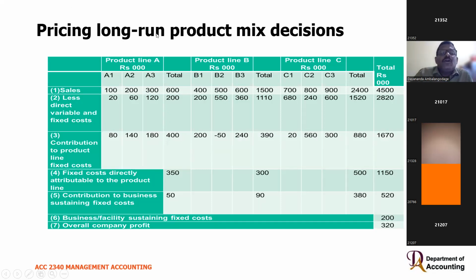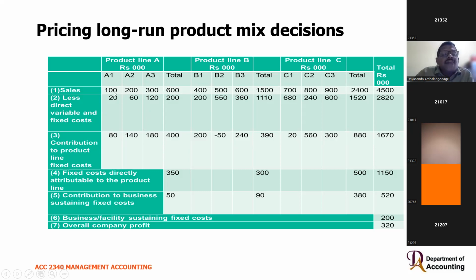Now just look at the pricing long-run product mix decision. You see that there are three product lines: product A, product B, product C. Product A uses one marketing mix, product B uses another marketing mix, and product C uses a different one. That's why you get product lines. A1, A2, A3 are three products. B1, B2, B3 are another set of products. C1, C2, C3 are another. But they are in line with one mechanism, one marketing approach, maybe one distribution, maybe one particular way of handling and promoting.